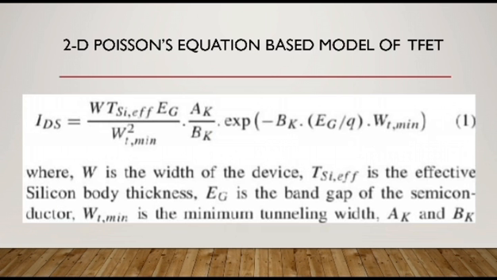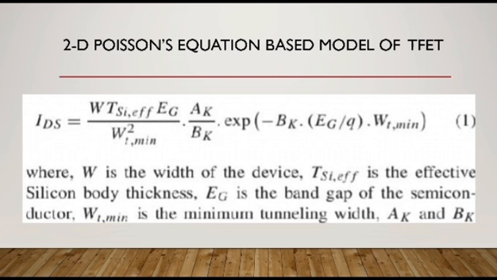Looking at the 2D Poisson's equation based model of TFET, this results in a closed form equation of drain current, where ID is equal to W TSi,eff divided by WT,min squared into AK divided by BK, exponential of minus BK into EG divided by Q into WT,min, where W is the width of the device, TSi,eff is the effective silicon body thickness, EG is the energy gap of the semiconductor, WT,min is the minimum tunneling width, and AK and BK are material dependent constants.